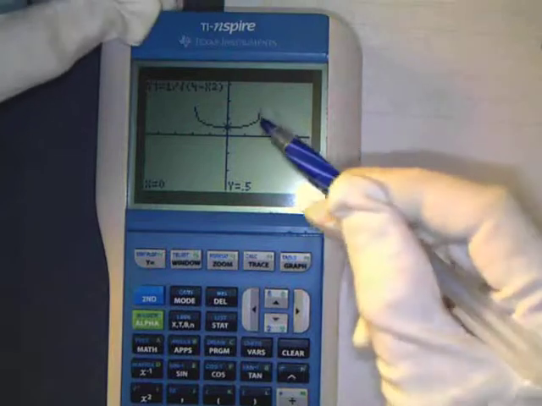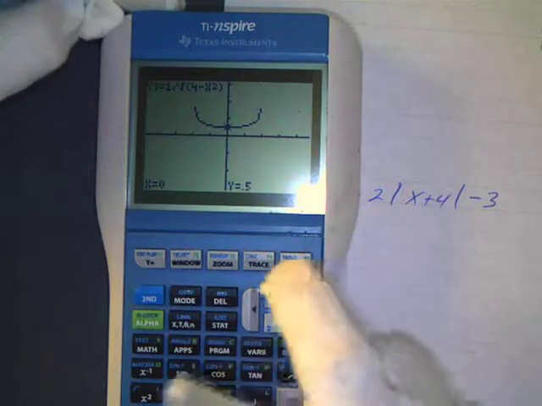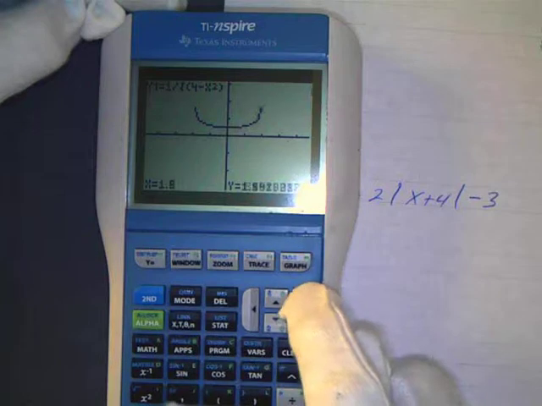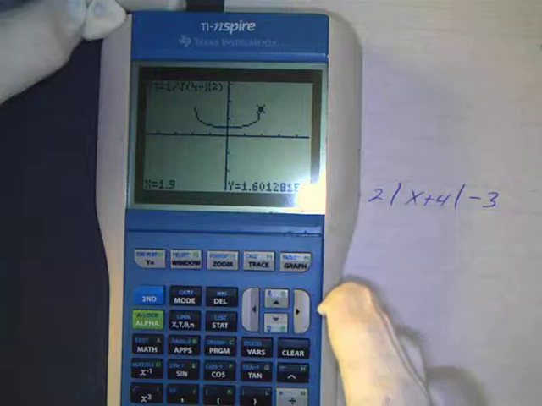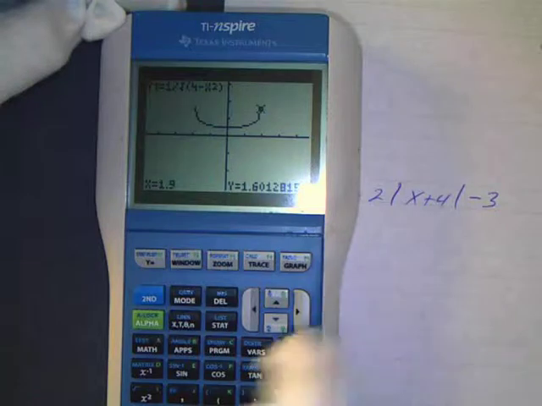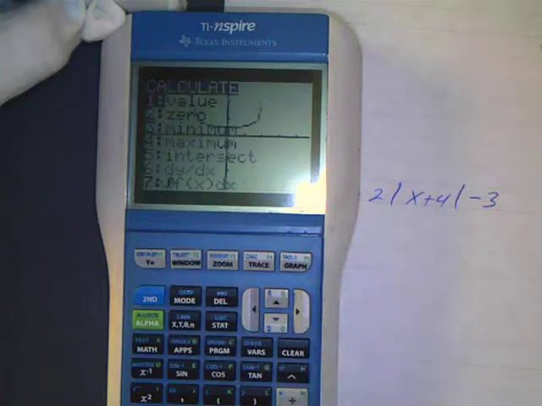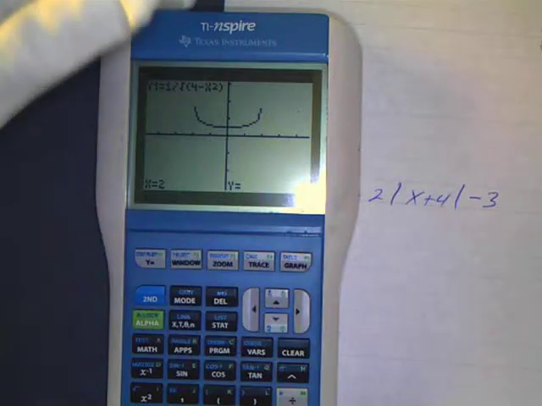Now, you can't tell that there's a vertical asymptote here, because if you just trace over here, notice as you go all the way over here, but at 2, we don't know what it is. And if you go second trace, which is calculate, and you put value in, press enter, and put 2 in, and press enter, you don't get a value. So that's kind of an indication that we do have an undefined point or an asymptote.